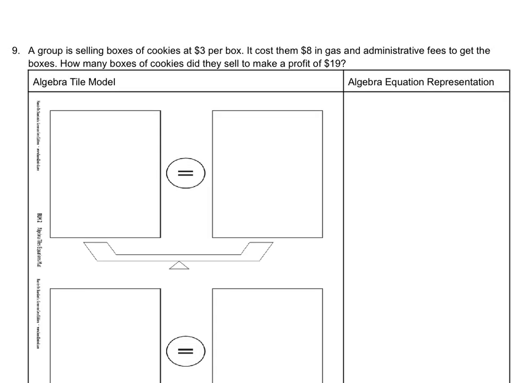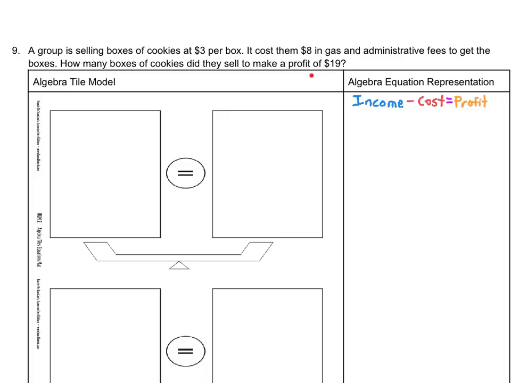Here's number 9. A group is selling boxes of cookies at $3 per box. It costs them $8 in gas and administrative fees to get the boxes. How many boxes of cookies did they sell to make a profit of $19? Try setting up what you think this algebra tile model might look like, or the algebraic representation. Otherwise, that's going to look like this. Here we're trying to make a profit. Profit is found by taking your income, how much money you make, subtracting off your cost, how much you had to pay. Whatever money's left over is called your profit.